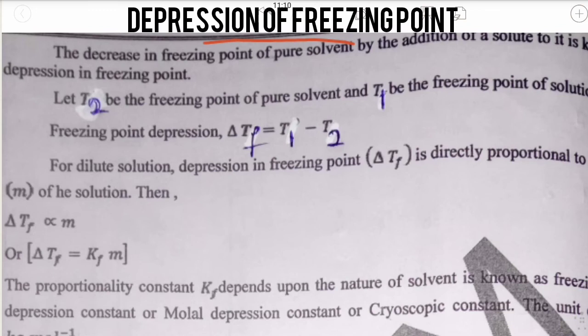Depression of freezing point. What is depression of freezing point? The decrease in the freezing point of a pure solvent by the addition of solute to it is known as depression of freezing point.